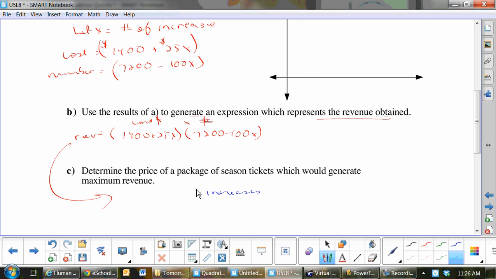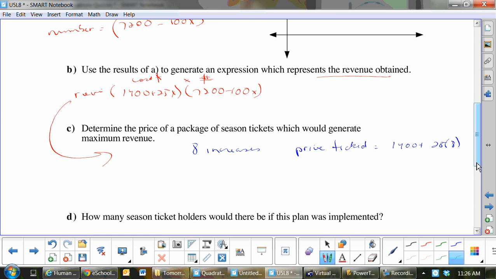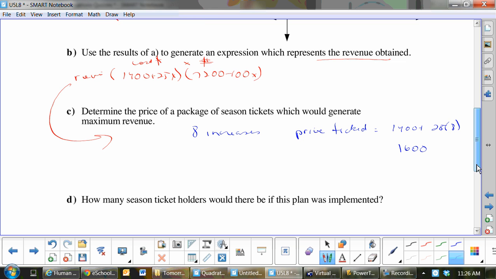So if I have 8 increases, the price for a ticket is 1,400 plus 25 times 8, which is $1,600. Okay, so we're increasing to $1,600. Now, what was the original revenue?